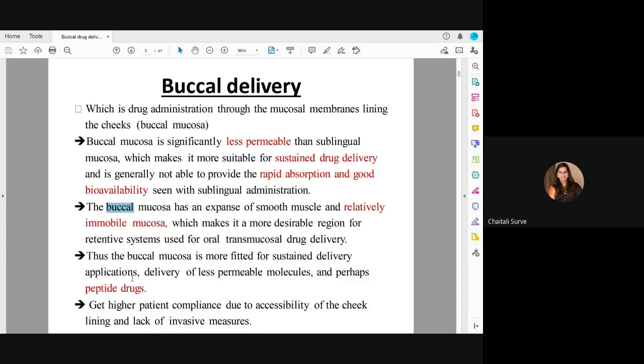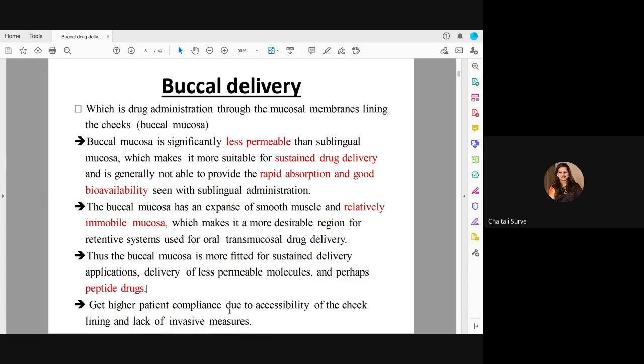Then buccal mucosa will be more suited for drugs which you want to give in a sustained manner, delivery of less permeable molecules and perhaps peptide drugs. So even though it has little bit permeation issues, you can with the help of some excipients, you can also deliver peptides and proteins through this route. However, you have to use good permeation enhancers for that particular dosage form.